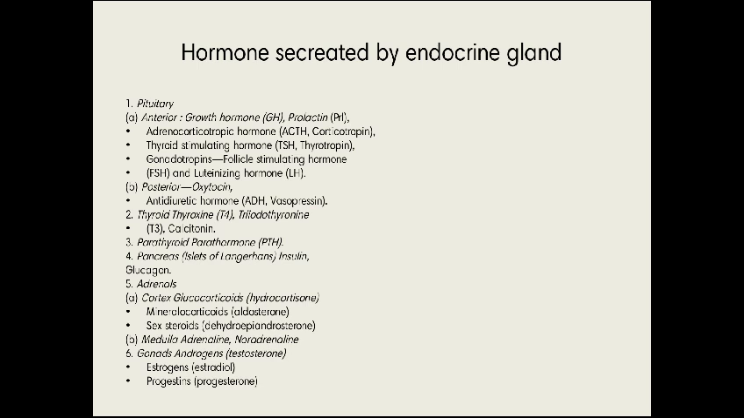Next one is pancreas. It secretes insulin and glucagon. After that, next one is adrenals. In adrenals, cortex secretes glucocorticoid, mineralocorticoid, and sex steroids. And medulla secretes adrenaline and noradrenaline. After adrenals, last one is gonads. It secretes androgens, which is also known as testosterone. Next one is estrogens, also known as estradiol. And the last one is progestins, also known as progesterone.